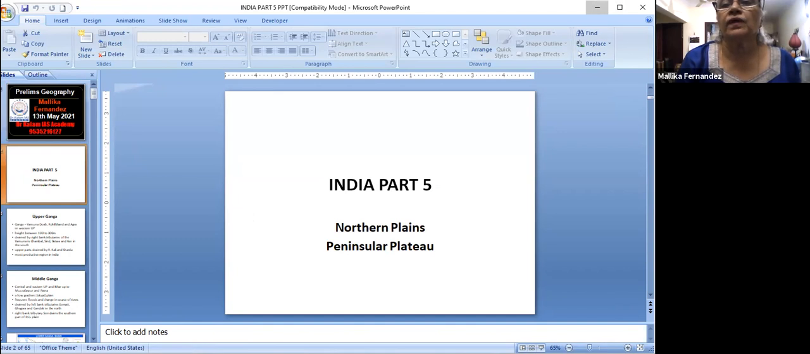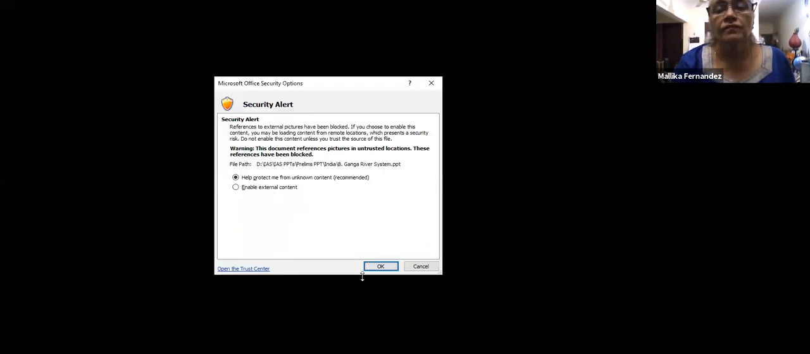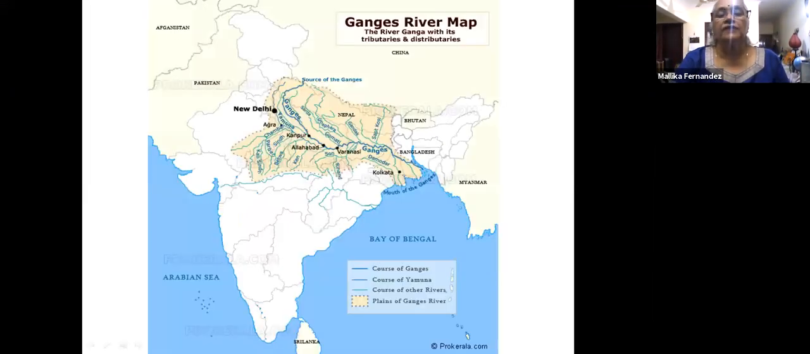I think the Ganga one is a separate one. So this, I'll just quickly show you. The entire thing is not here. The Ganga plain is separate here. The river Ganga and its system is a separate one, but we have done the Ganga briefly. Okay, so that's your Ganga system.